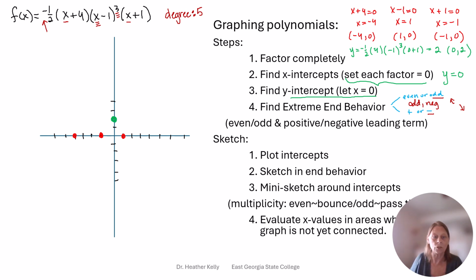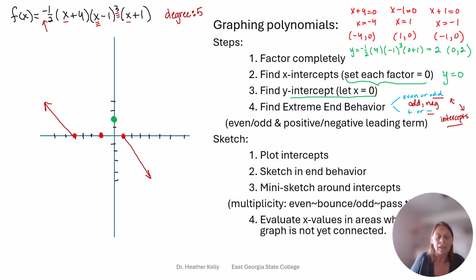Now the next thing we need to do is sketch in our extreme end behavior here, and we see that it is odd negative. So what we do is we go to the leftmost intercept, where this is going to come off of our intercepts. So we're going to go to the leftmost intercept, and it says that we're going up. Then we go to our rightmost intercept, and that says that we're going down. Again, don't worry if your graph looks janky. Mine's going to look a little bit janky.